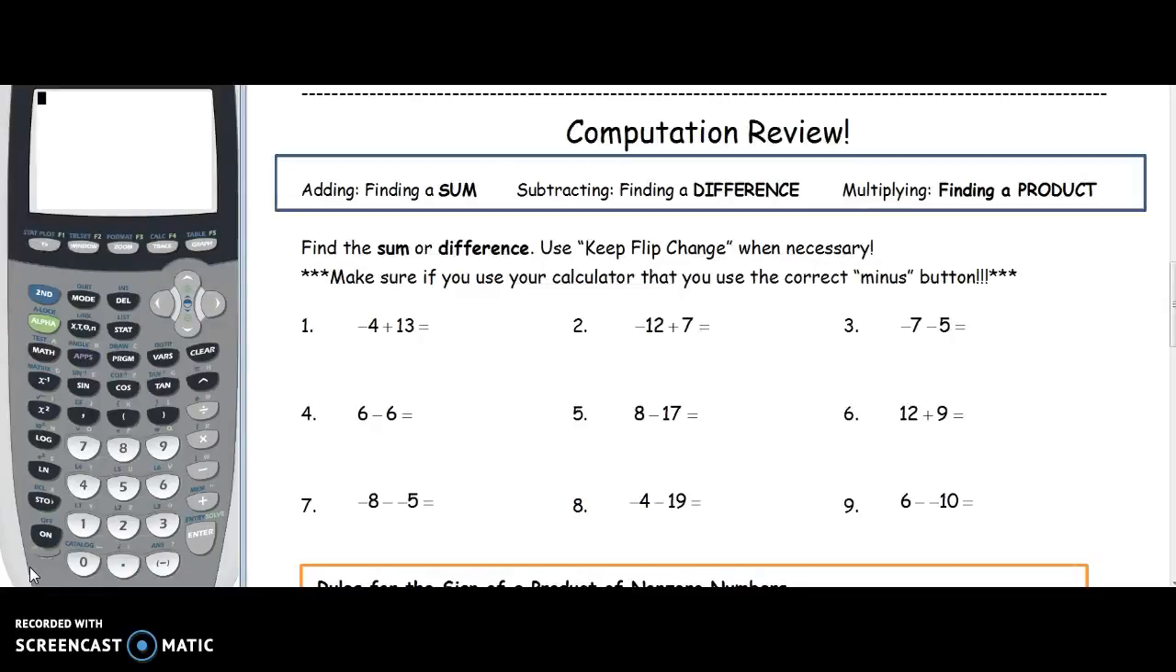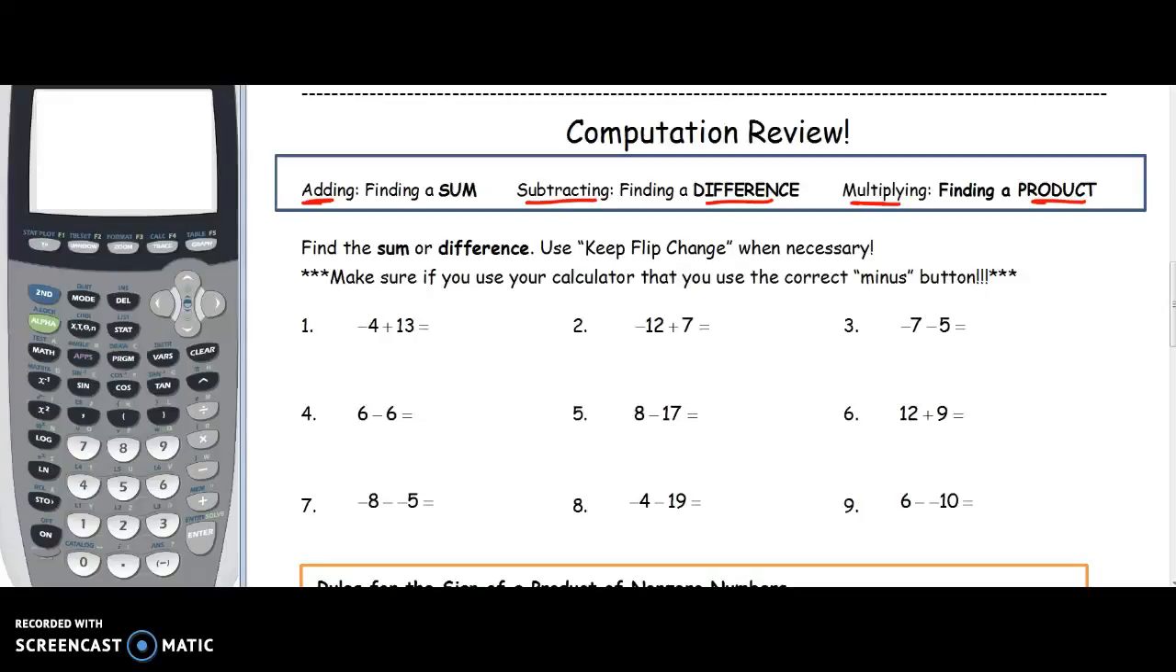Okay, so it's computation review, some vocabulary. Adding is finding a sum. Subtracting is finding a difference, and multiplying is finding a product. So those words, if you see them, that's what they mean. Sum means add, difference means subtract, and product means multiply.